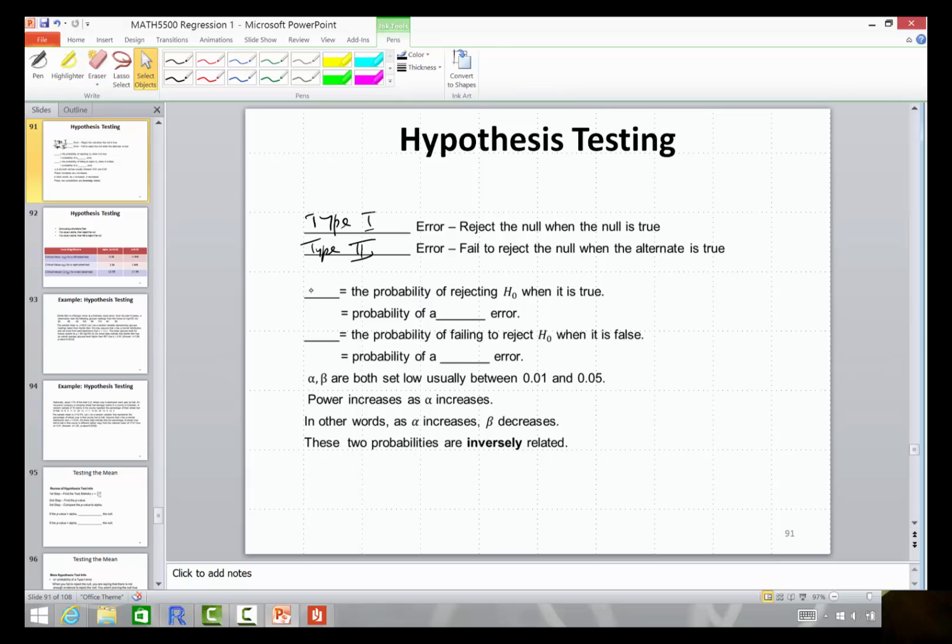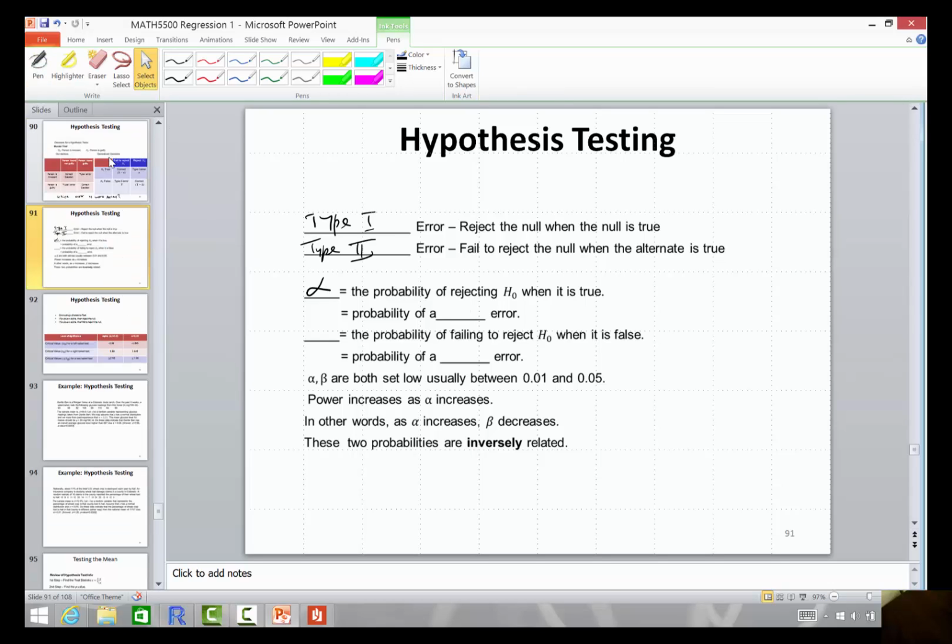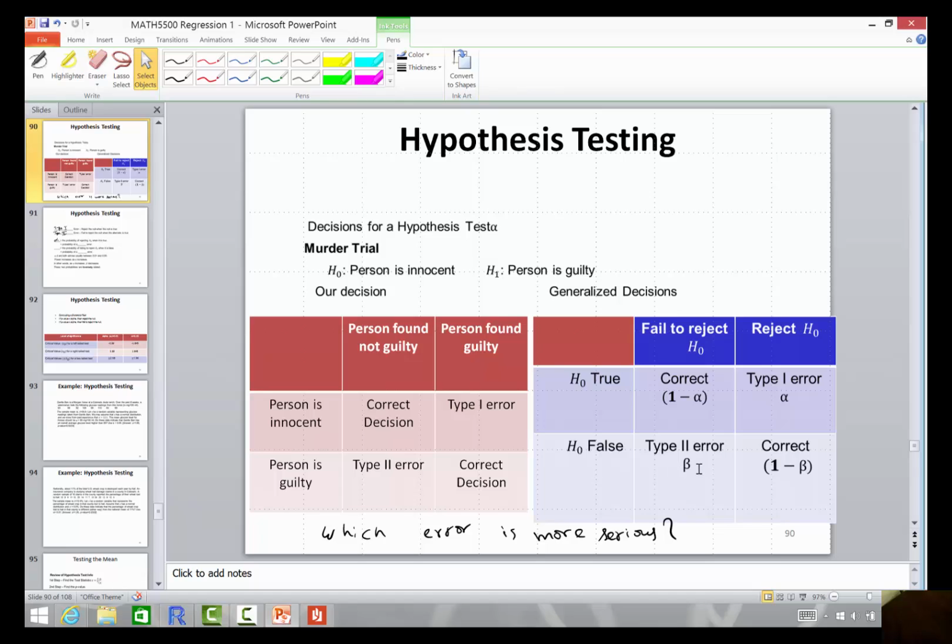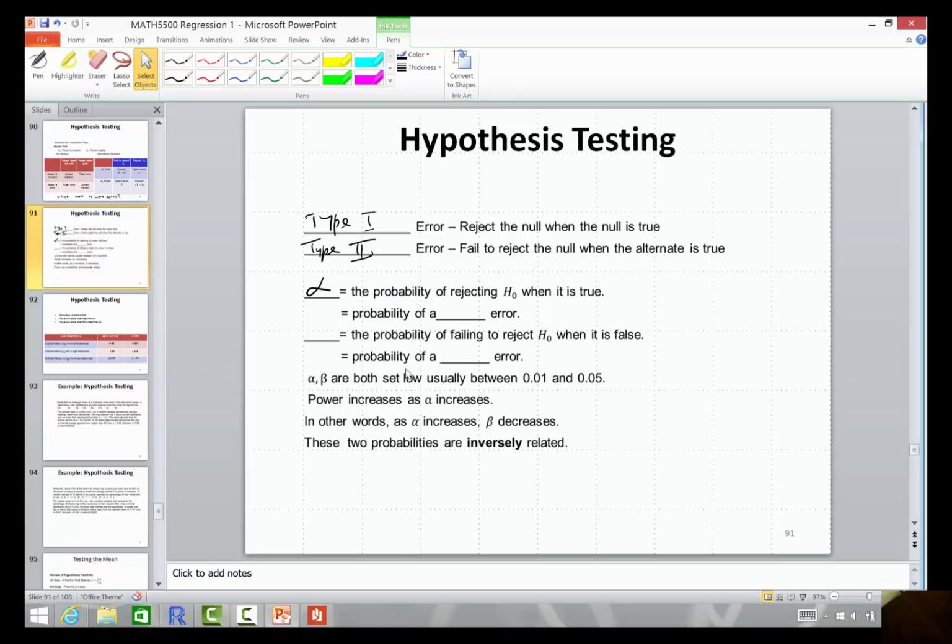The type 1 error, the symbol is alpha. Alpha is the probability of rejecting the null hypothesis when it is true, and it is the probability of a type 1 error. Okay, and then you go here, type 2 error. Type 2 error is the symbol beta, right? Type 1 error is alpha, type 2 error is beta, right? So let's go there. Type 2 error is beta.